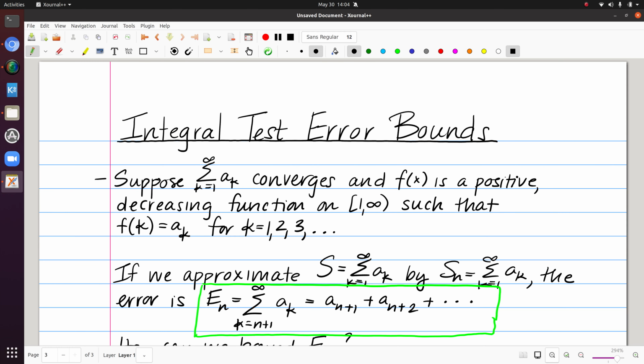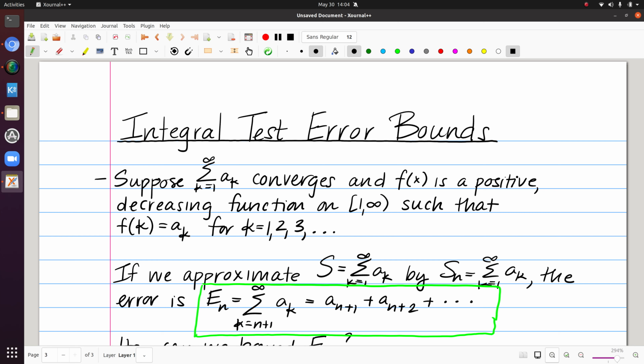At this point, we've defined what error is when using the nth partial sum to approximate the sum of a converging series, and we've looked at some examples where we can find the error exactly. In this instance, I want to consider a series that converges and is also satisfying the conditions of the integral test. So I've written those up here.